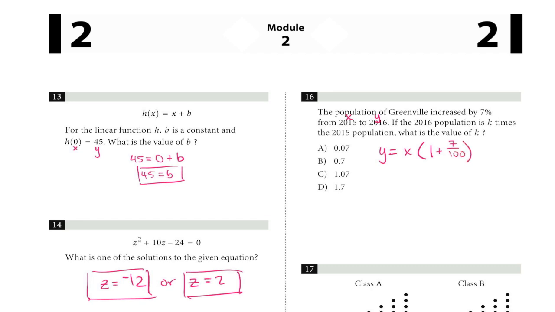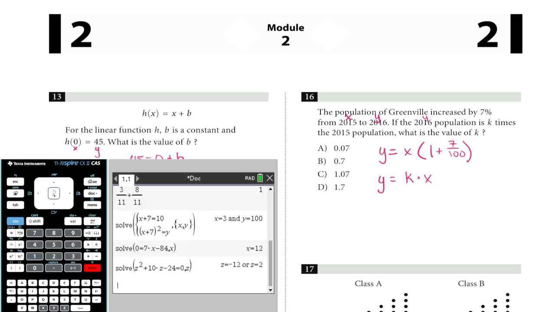So that right there is showing that Y, 2016, is 2015's population being increased by 7%. Then the next part: I called the 2016 population Y, so Y is K times the 2016 population, which is X. They want to know what K is. So what we could think about this is I just made a system of equations, so we can actually go and solve this system. We can just solve for X and Y.